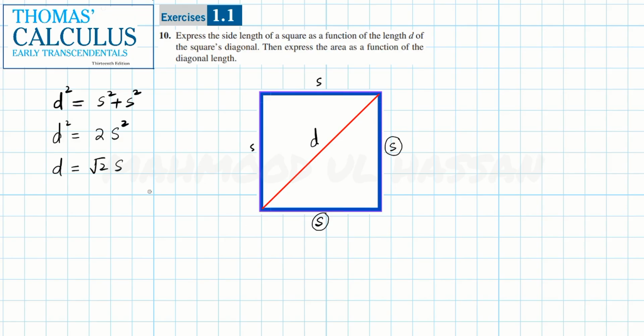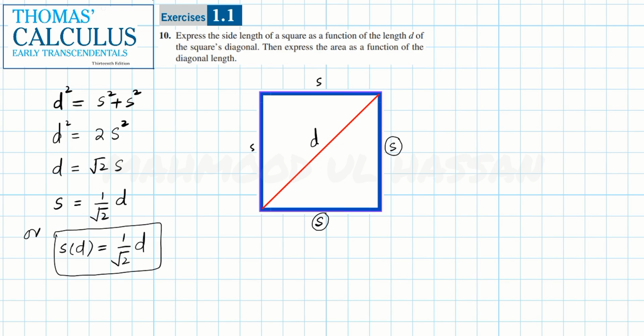Now we have to show the side length is a function of the diagonal. So we have to find the value of s here. So s is equal to 1 divided by square root of 2 times d, or in function notation we can write s of d is equal to 1 divided by square root of 2 times d. Got it? So we expressed the side length of a square as a function of the length d, meaning the diagonal.